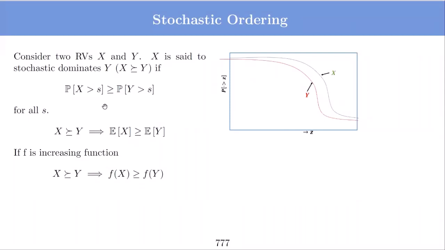If this is true, then you can prove that the expectation of X is more than the expectation of Y, because if this is a positive random variable, you can integrate the CCDF to get the expected value. So if this term is more than that, the integration is also more than that. Here you can also look at these two distributions, and see that this value always has a higher probability for the same value, so this has a bigger expectation. You can also show that if f is an increasing function, then f(X) is bigger than f(Y).